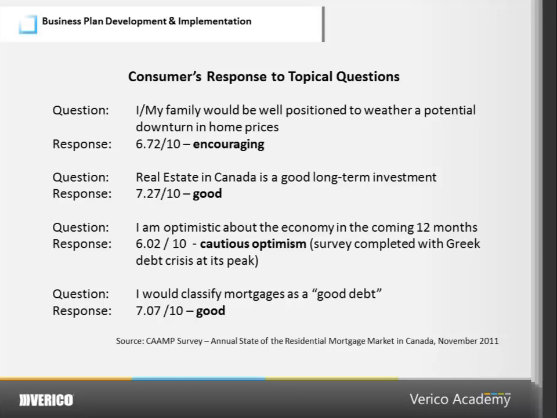"Real estate in Canada is a good long-term investment." Again, 7.27, which is good. So that means that people will continue to invest in real estate. "I'm optimistic about the economy in the upcoming 12 months." A 6.02 out of 10.